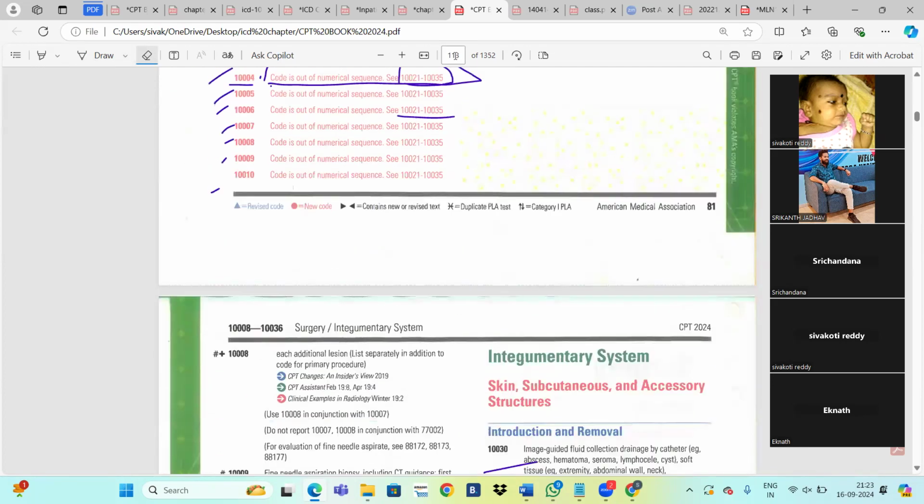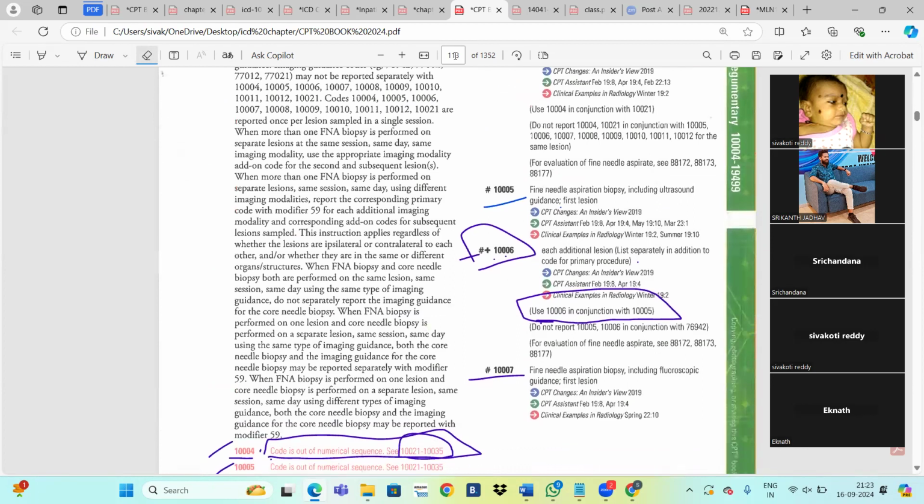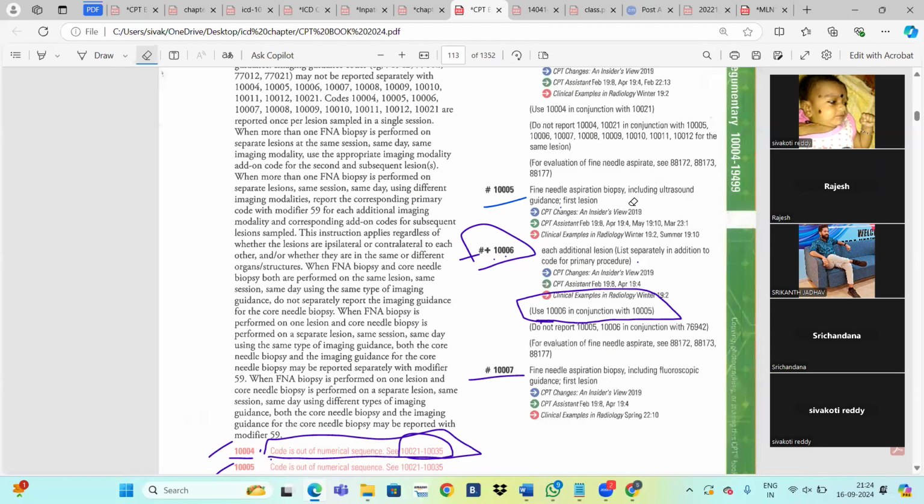So here also check the 10005 code description: fine needle aspiration biopsy, including ultrasound guidance. So will you give ultrasound guidance again? No. See, do not report 10005, 10006 in conjunction with 76942. The ultrasound code they are asking about, there is no need to report. If the procedure description includes words like including CT, including fluoroscopy, under fluoroscopy, don't use 7 series codes.